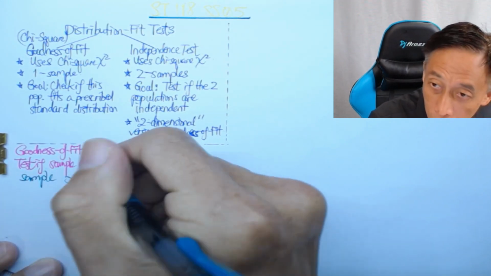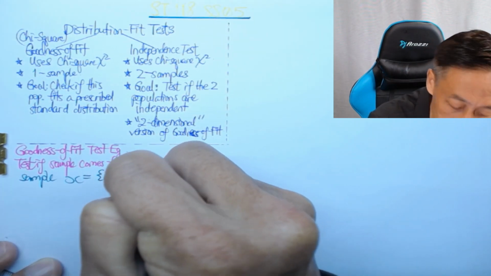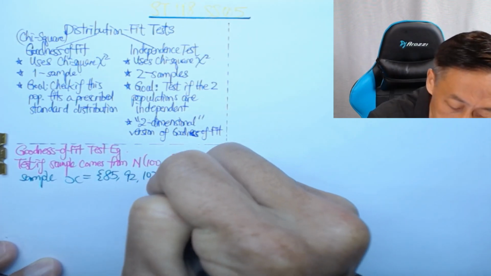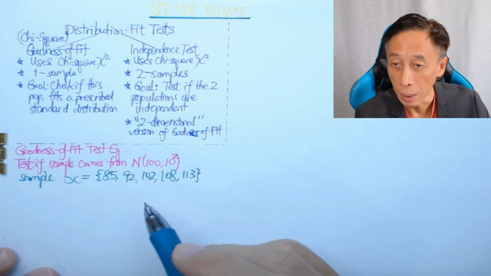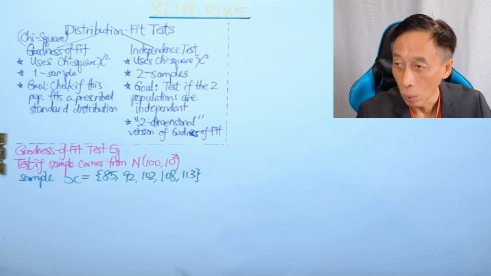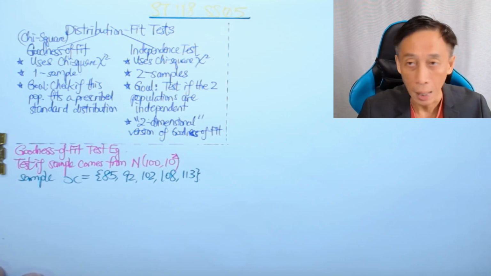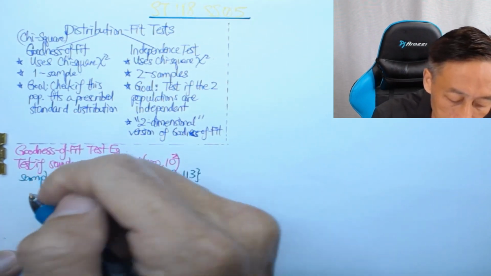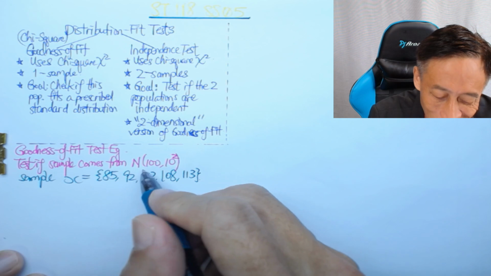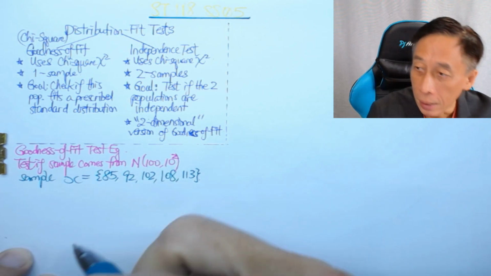Okay, so our sample, let's say it is the set 85, 92, 102, 108, 113, right? Of course, they can be all jumbled up. Okay, so what do we want to do with this? First thing first, we can tabulate them. X is this. We need to cut up the normal bell curve into bins, right?